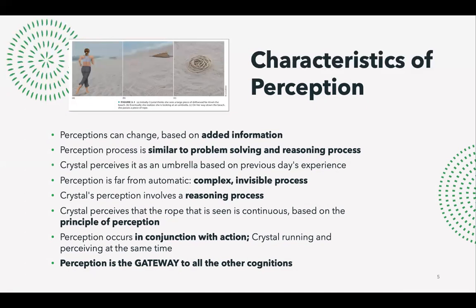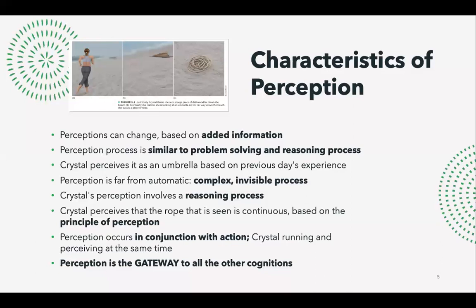The next characteristic of perception, shown by Crystal's guess that the coiled rope was continuous, illustrates how perception can be based on a perceptual rule. So when objects are overlapping, the one underneath usually continues behind the one on top. That's a perceptual rule that we'll also discuss in this video.